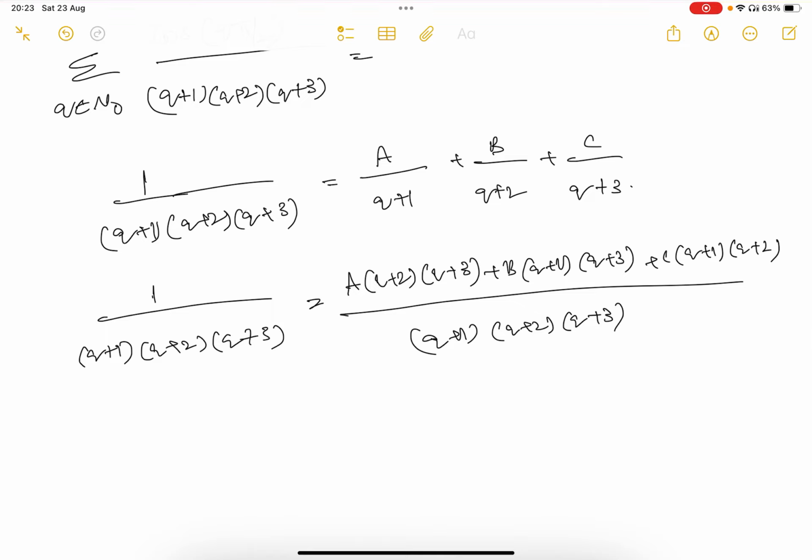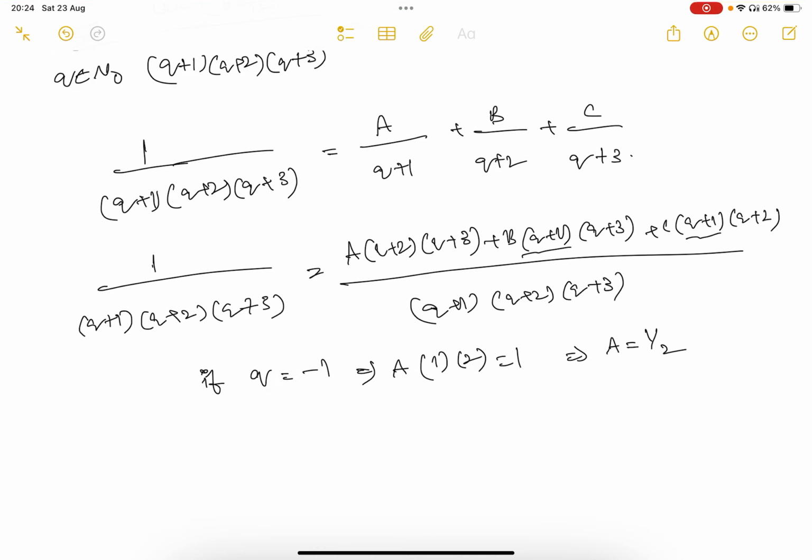As you can see, let's consider if q equal to minus 1, this term will go, this term will go, right? The remaining term will be a into (minus 1 plus 2), 1, (minus 1 plus 3), 2, equal to 1, which is on the left hand side. That is a equal to half.